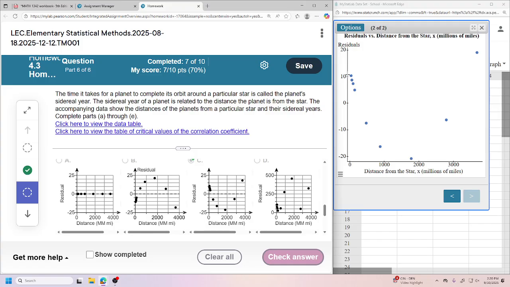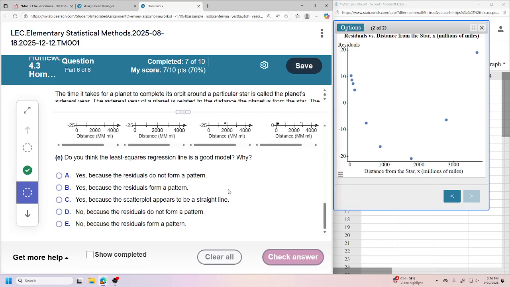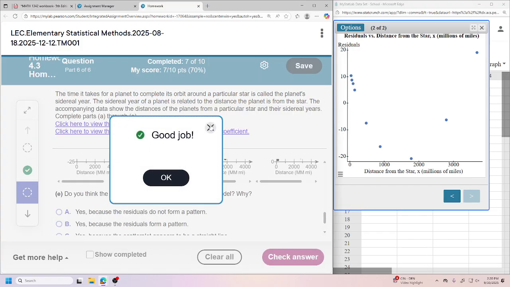Wait, now hold on. Is there a pattern to this? Yes, pattern. No linear. All right, so out of these options here, I had yes, pattern, no linear. How am I supposed to answer that now? Yes to pattern, no to linear. E, yeah, no linear because there is a pattern. You can see this one here says no, and then it says no pattern. That's not right because there's a yes pattern essentially. So yeah, no, because yes pattern. Yeah, what's up?